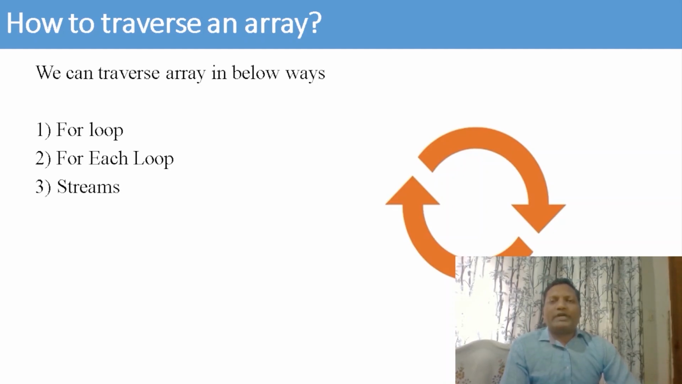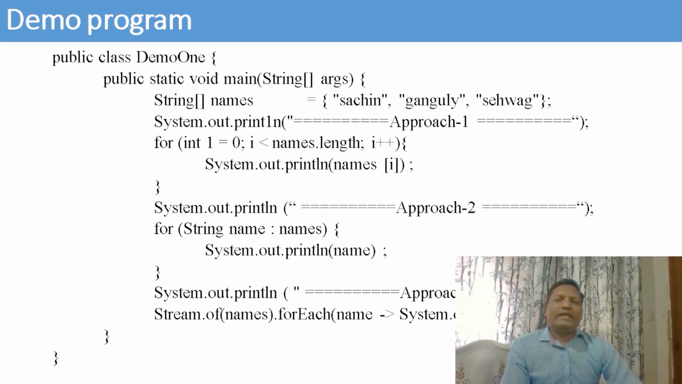And in Java 1.8, the streams concept was introduced. By using the stream, we can also access the data from the array. Let us see that programmatically. So here I am taking one array, string names. It is a string array. I have stored 3 names.